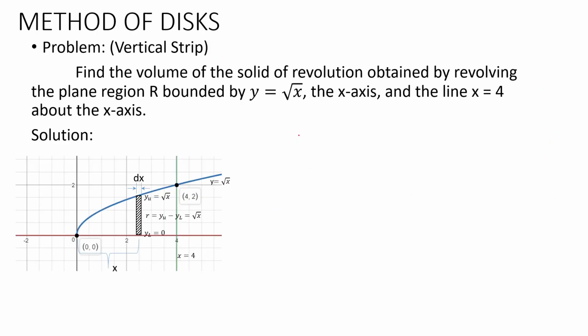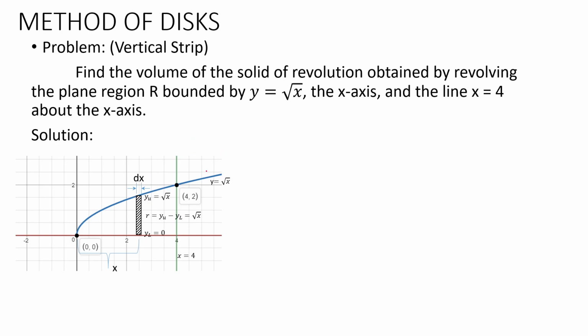Okay, so let's try this problem. Find the volume of the solid of revolution obtained by revolving the plane region R bounded by y equals square root of x, the x-axis, and the line x equals 4. So again, I'm just going to skip the graphing portion and leave it to you. But take note that you have to provide solutions and steps or calculations in order to obtain your different points in your graph, as well as your points of intersection.